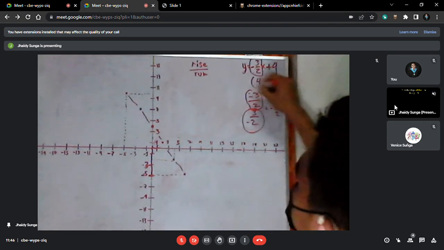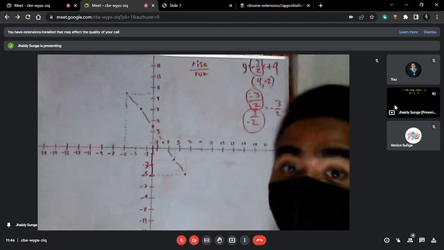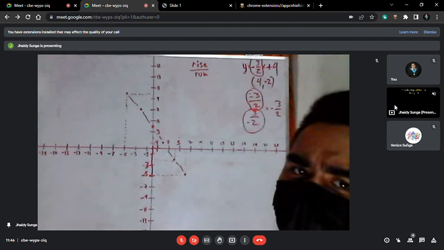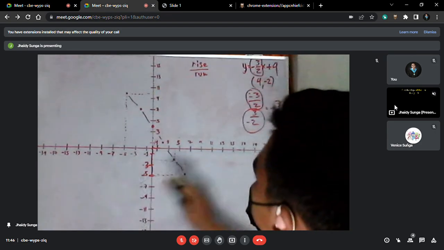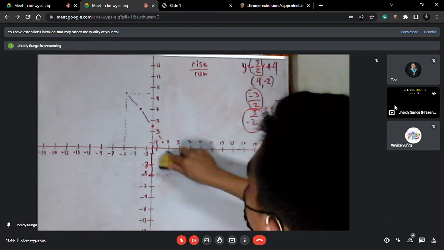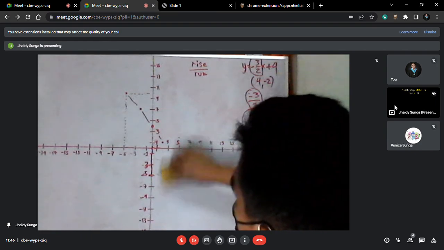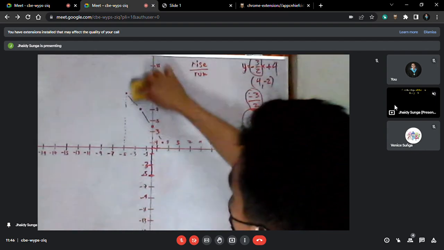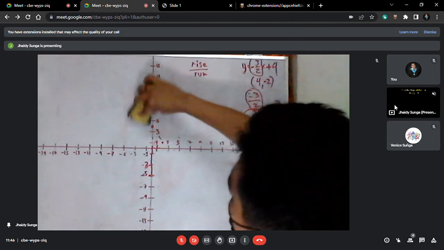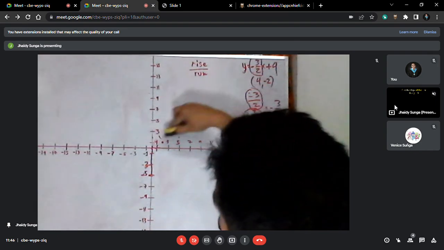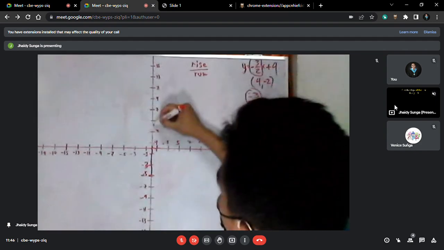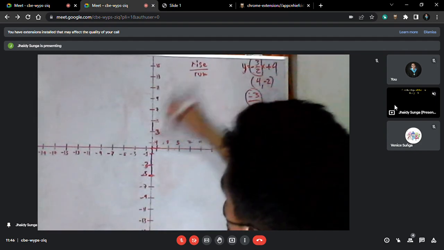Now we proved that this point is on our line. The question is, sir, how are we going to know that? How did you tell that negative 3 halves is the slope? We are going to base that on the things that we discussed a while ago. So we are going to discover that one.